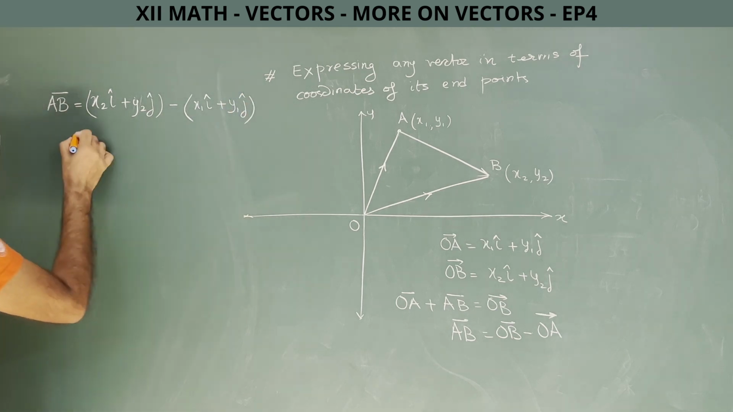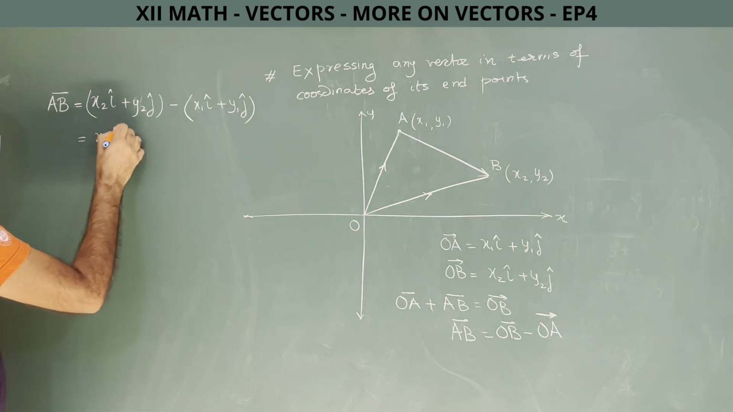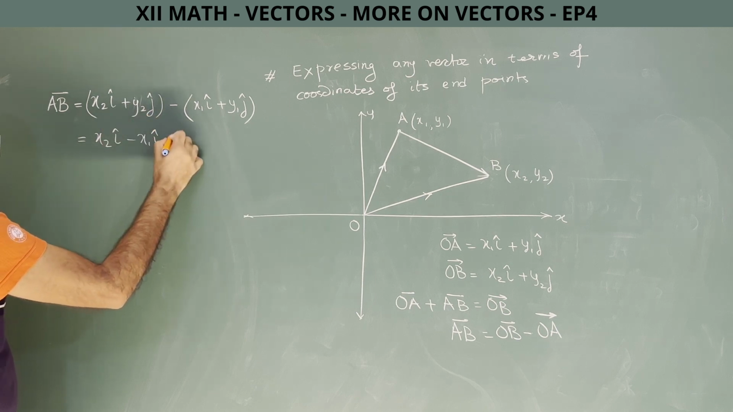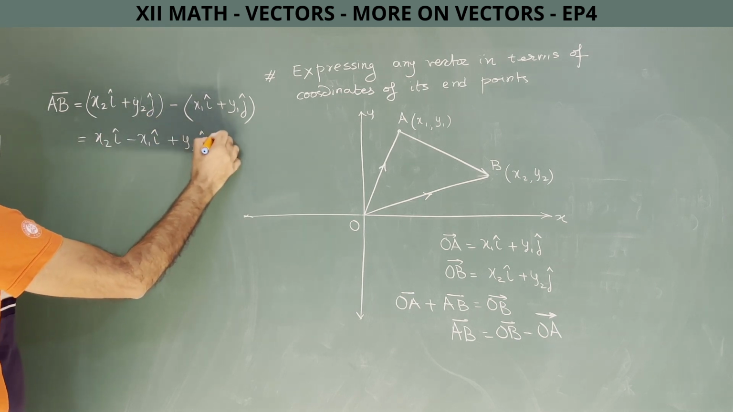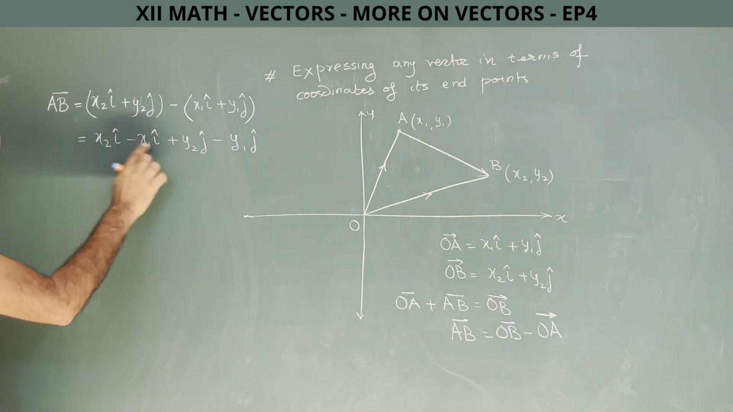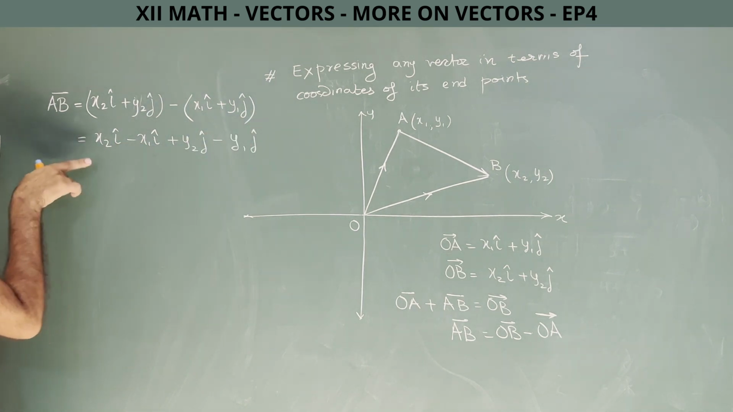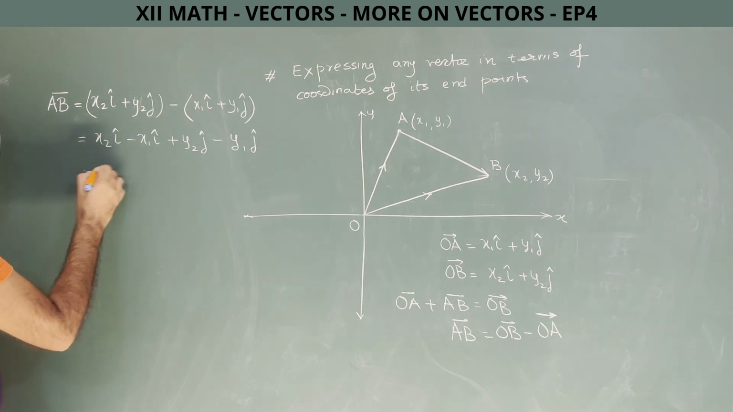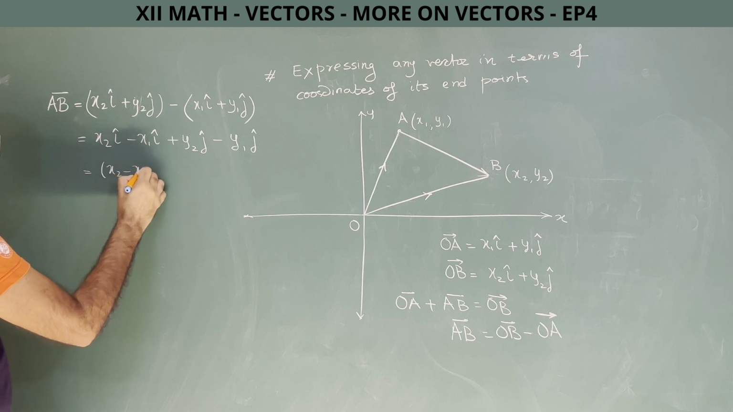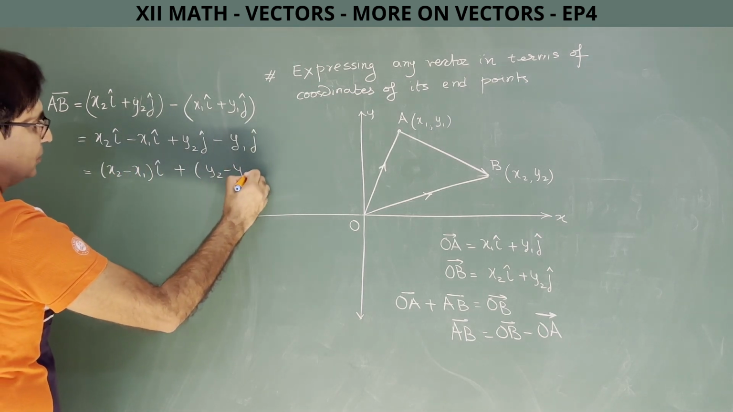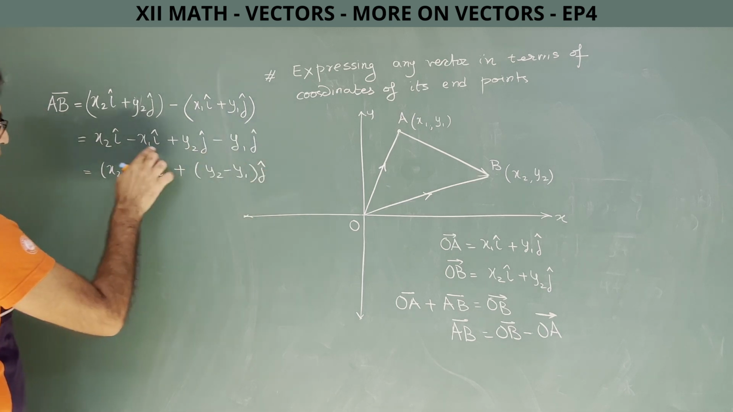Now you open the brackets and rearrange. x2 i cap minus x1 i cap plus y2 j cap minus y1 j cap. Now when these are two vectors in the same direction, one is pointing like this, one is pointing like this, what will be the total of this vector, the sum of these vectors? x2 minus x1 i cap, and this will be y2 minus y1 j cap. So they can be clubbed together.